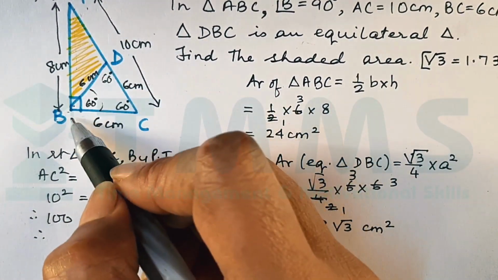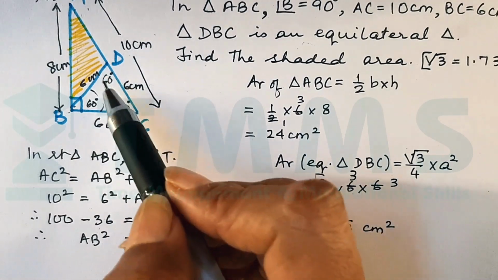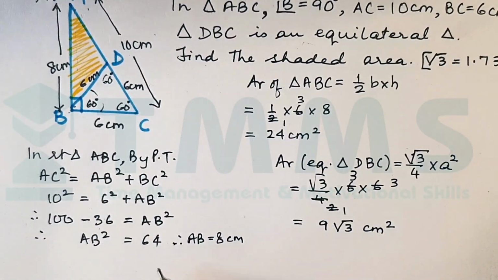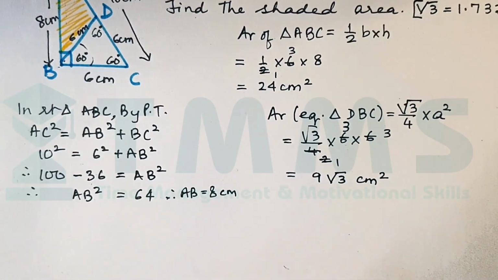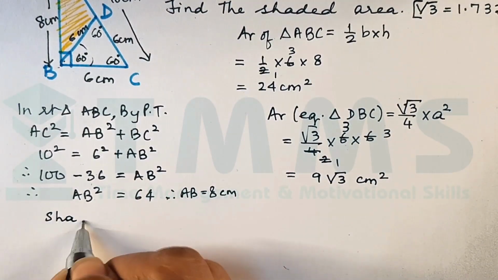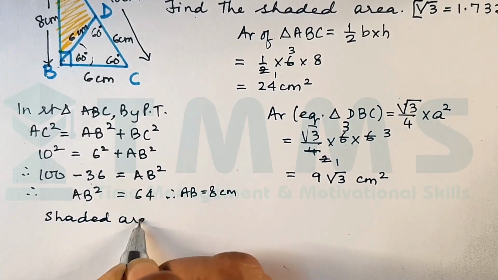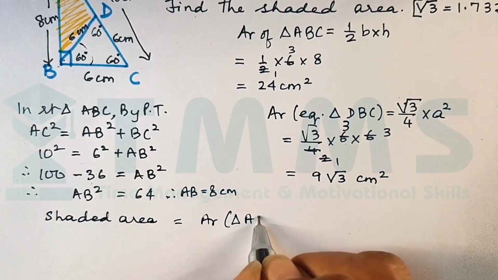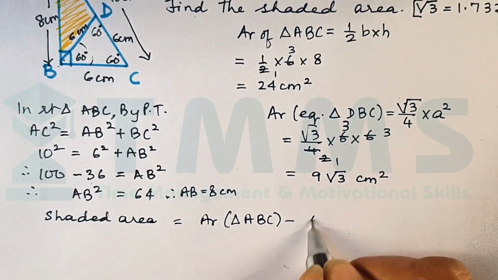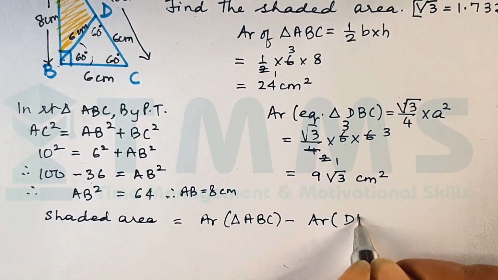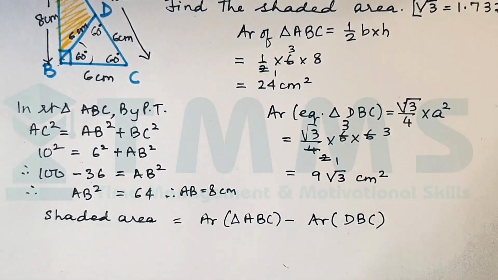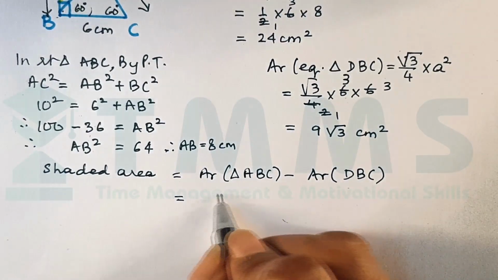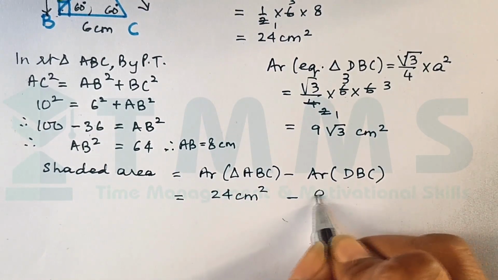Our diagram is the shaded area, which is the right triangle minus which triangle? It will be DBC, correct? And so we will say shaded area. Shall we write that? Shaded area will be equal to area of triangle ABC minus area of triangle DBC. Let us substitute. What is our value? For triangle ABC it is, and here it is.